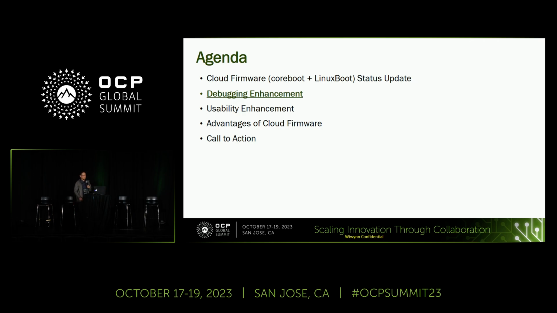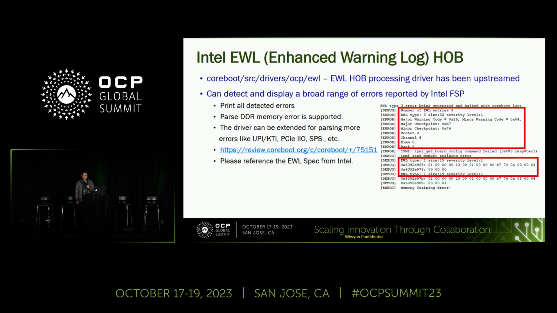Now let me share some debugging enhancement. The Intel EWL, Enhanced Warning Log hub. The coreboot driver for Intel EWL hub processing has been upstreamed. It can detect and display a broad range of errors reported by Intel FSP. From the right figure, for example, the driver can parse the Intel EWL hub and print that there are EWL type 3 errors. Type 3 errors represent DDR memory errors.